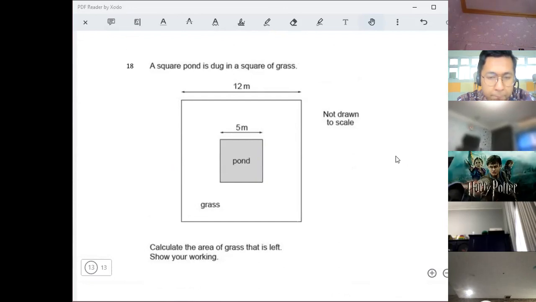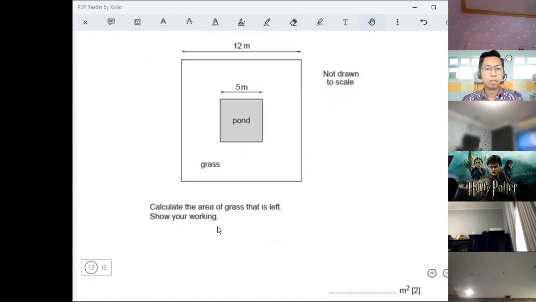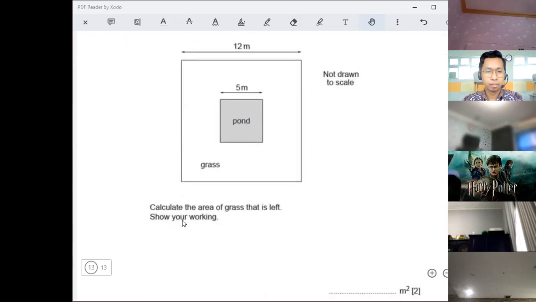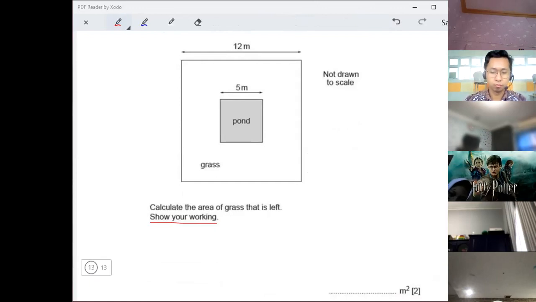A square pond is dug in a square grass. Do you know what is pond? Small lake. It's kind of a small lake. There is a pond dug in the middle of the square-shaped grass. Calculate the area of grass that is left. How do we do this, class? Show your working. Remember to show your working. If you can already do this, you may leave and take a rest.